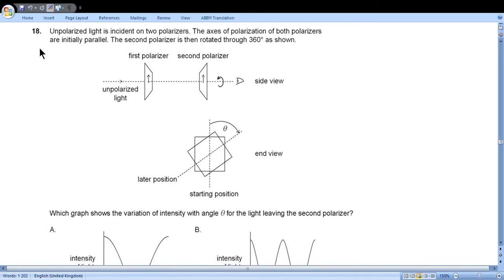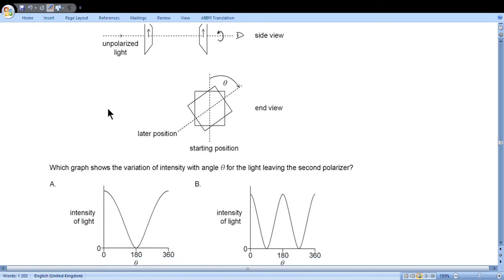Unpolarized light is incident on two polarizers. Axes of polarization of both polarizers are initially parallel. The second polarizer is then rotated through 360 degrees as shown. Which graph shows the variation of intensity with angle for the light reaching the second polarizer?